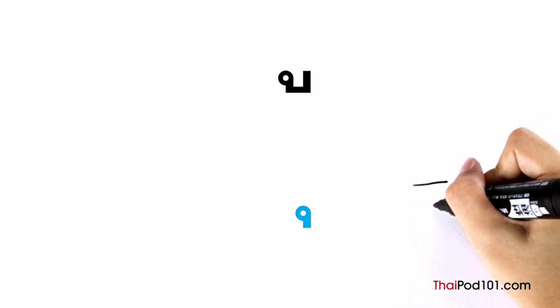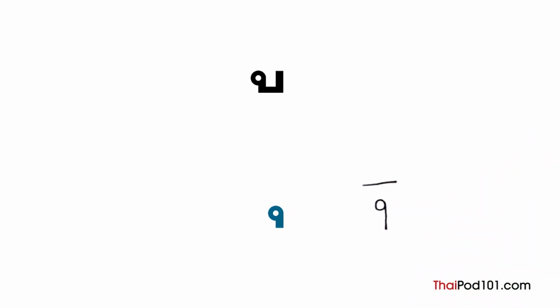Now let's learn a new pair of vowels. สระอุ and สระอู. They both make the sound u like the oo in boot. The difference is สระอุ is short and สระอู is long. Let's practice writing these two new vowels together. สระอุ. สระอู.